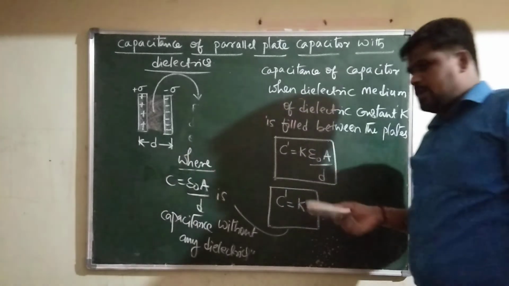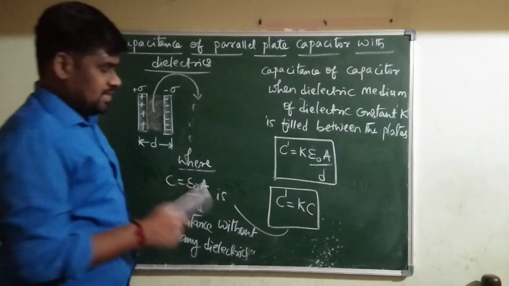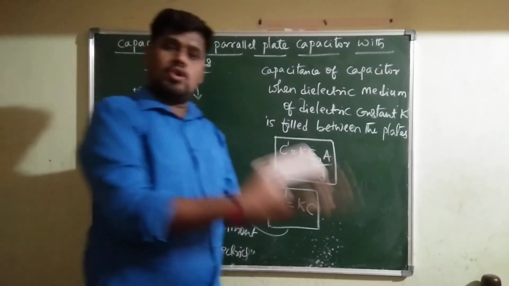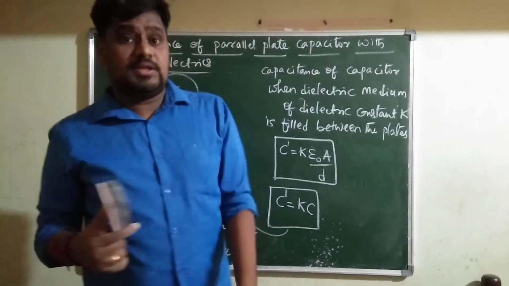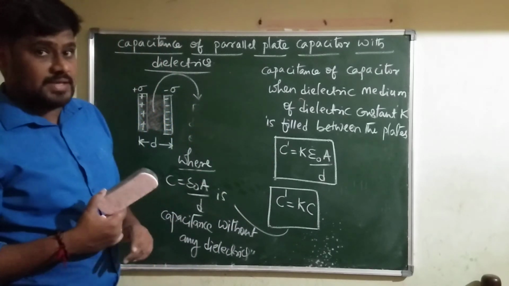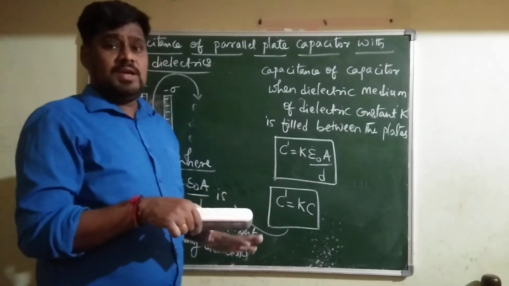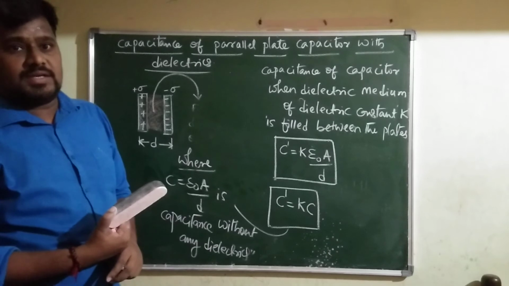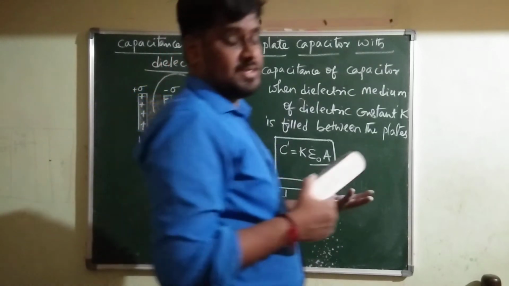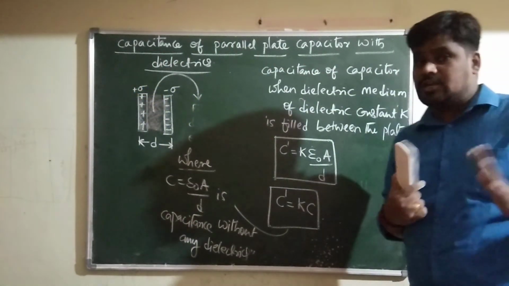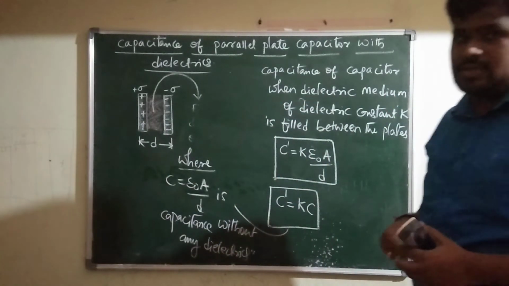Look at the relation here. C dash is the capacitance when you are using a dielectric medium. C is the capacitance when you are not using the dielectric medium. What is the relation between C dash and C? The capacitance of a parallel plate capacitor increases K times the capacitance of the parallel plate capacitor in air medium. That means if you use any dielectric medium, its capacitance increases K times the capacitance of the same capacitor in air.